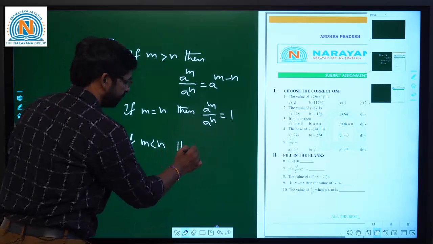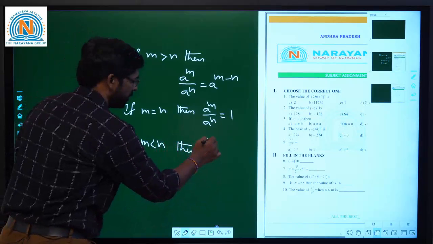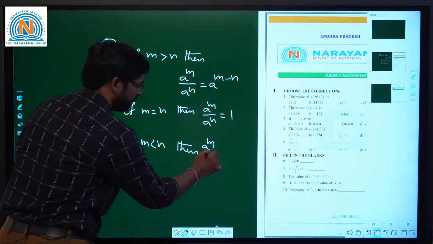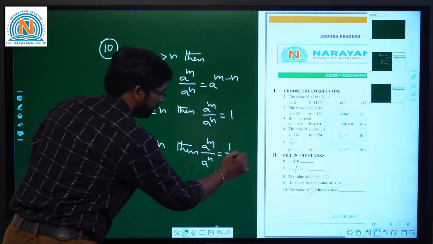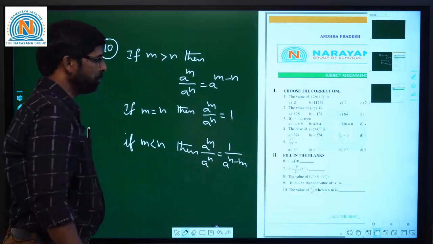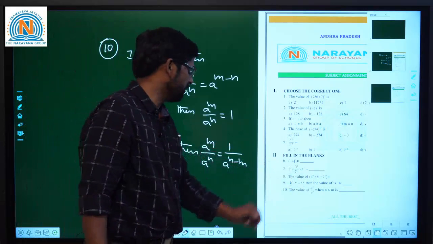Next, if m is less than n, nothing but n is greater than m, then a to the power of m by a to the power of n equal to 1 by a to the power of n minus m. So your answer is 1 by a to the power of n minus m.